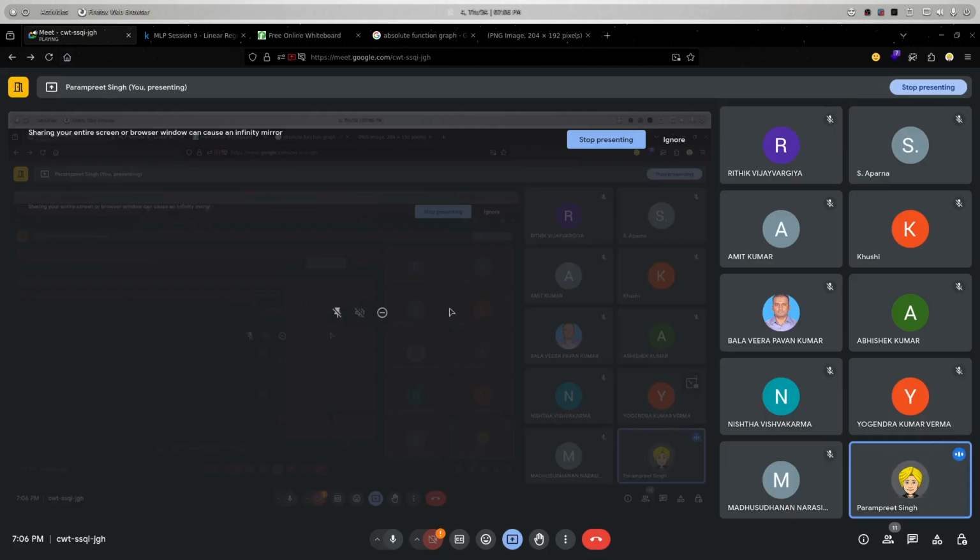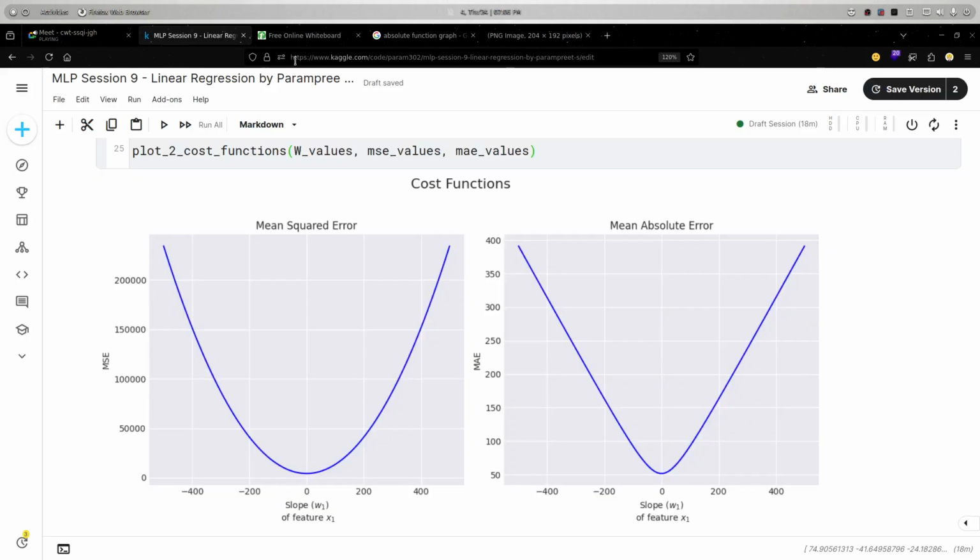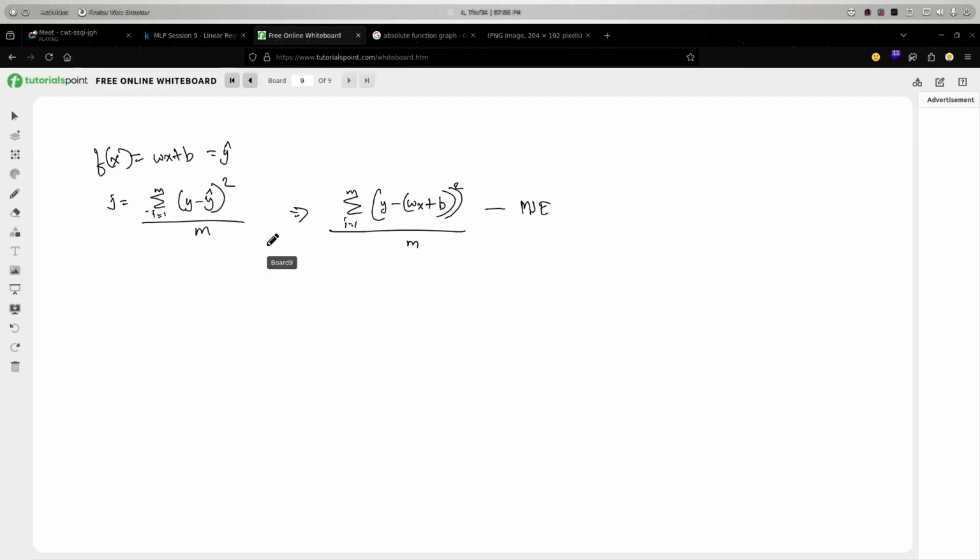So guys, is this clear to you all, the mean squared error cost function? Yeah, it's clear. You all might be wondering what we do with the cost function, right? As I told you, we have a graph like this. So we have this kind of a parabola for the mean squared error, right?